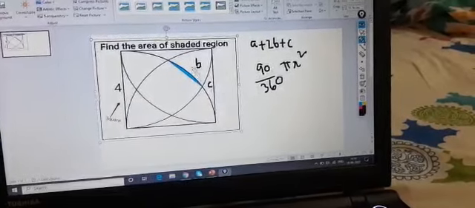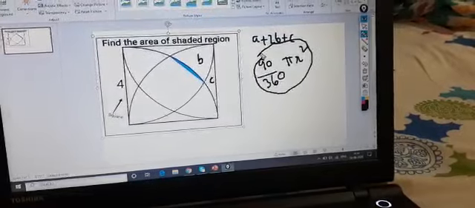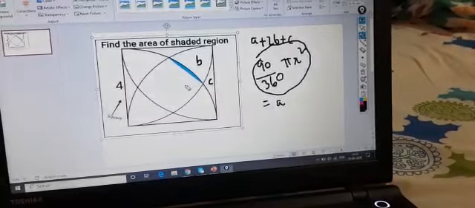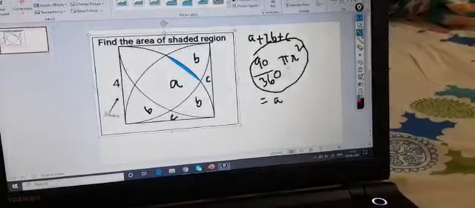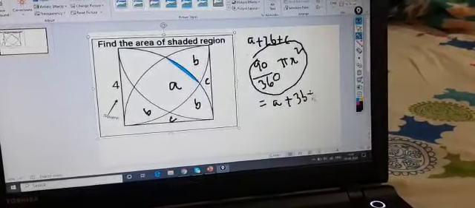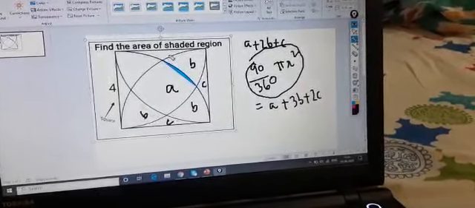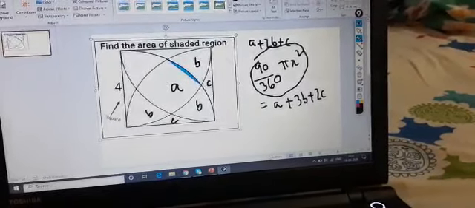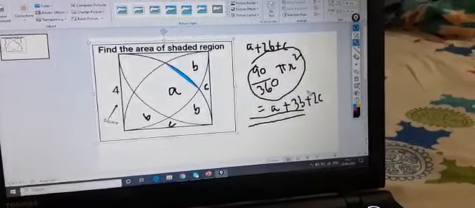r again being 4. So what would be the total sum of this? It will be equals to A, this part A, I'm just writing down. So it will be equal to A plus 3B plus 2C. Okay, so this is one part, but to simplify it further, let's park this equation.